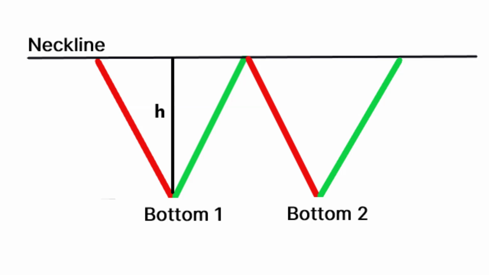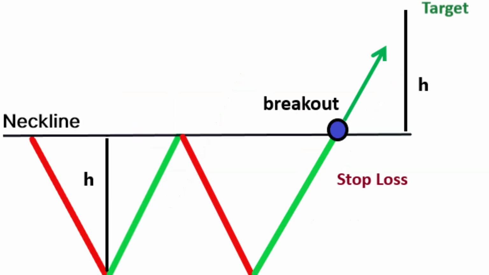This distance reflects the depth of the formation and, in a sense, the amount of energy accumulated in the market. The pattern height is used to determine the minimum expected target once the price breaks above the neckline. In other words, the most common target setting method in a double bottom pattern is to add the height of the formation to the breakout point of the neckline.